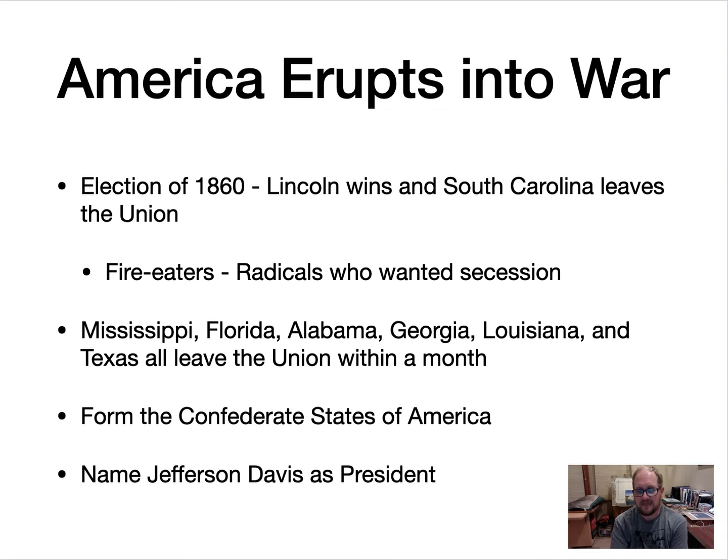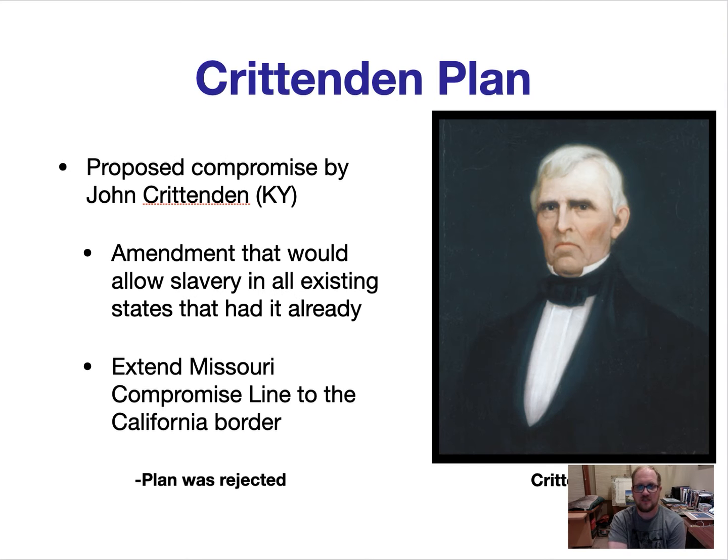South Carolina leaves almost immediately. The people that are pushing South Carolina to leave are those fire-eaters, or these radical Democrats that wanted secession. Soon thereafter, Mississippi, Florida, Alabama, Georgia, Louisiana, and Texas all leave the Union within that first month. Many of the border states, like North Carolina, Virginia, Maryland, Kentucky, and Missouri, to name a couple, do wait before they make a decision on either to leave or stay. These deep South states, though, do form the Confederate States of America with a temporary capital in Montgomery, Alabama, and named Jefferson Davis as their president.